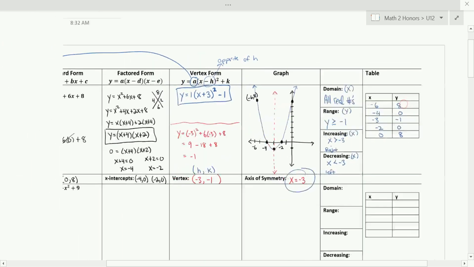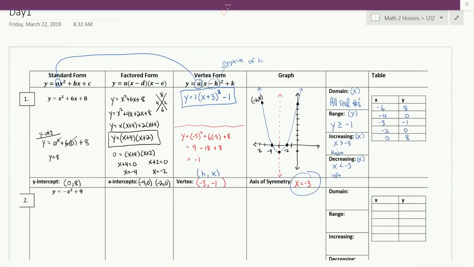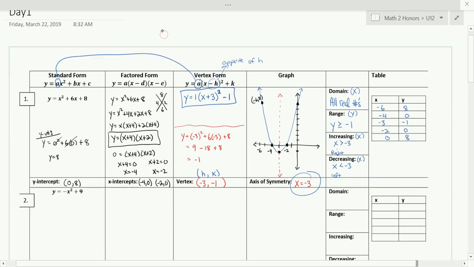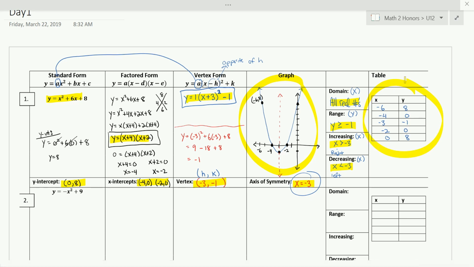Okay. So as you're filling these out and doing these problems, make sure you have all three forms. Make sure you have your intercepts, your vertex, your axis of symmetry, your graph, domain, range, increasing, decreasing, and your table. A lot of pieces, I know, but it's important that they're all together so you see how they're all connected and they're related to each other.